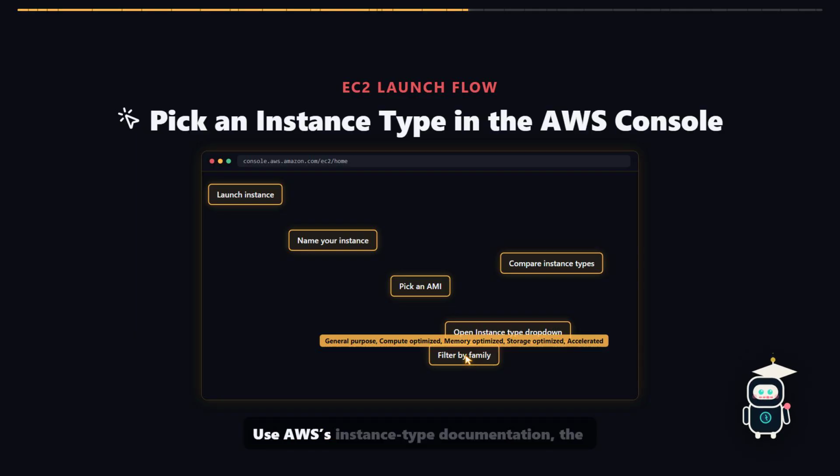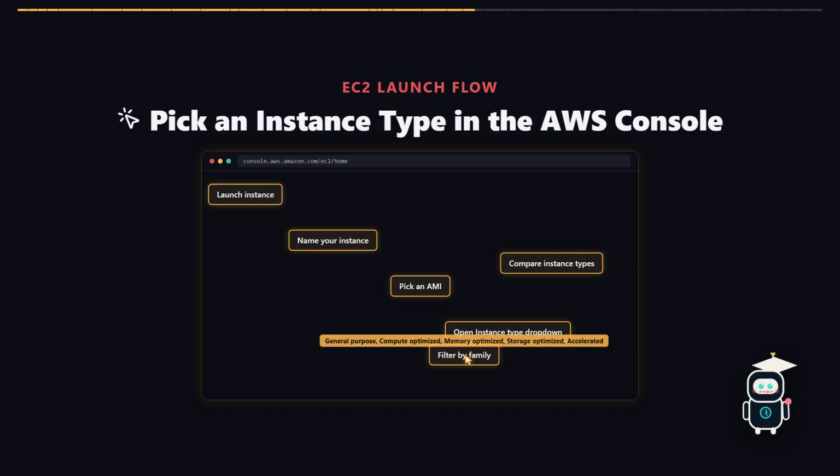Use AWS's instance type documentation, the EC2 Instance Type Finder, the Instance Comparison Experience where available, and the AWS Pricing Calculator to compare candidates. Start with the workload requirement. Do you need a specific CPU architecture, a minimum memory amount, higher network performance, local instance storage, GPU or other accelerator support? Then narrow to compatible types in the correct region.